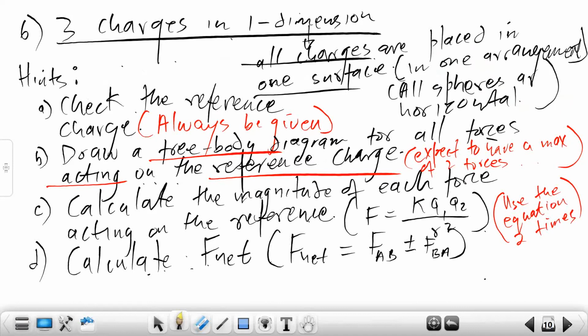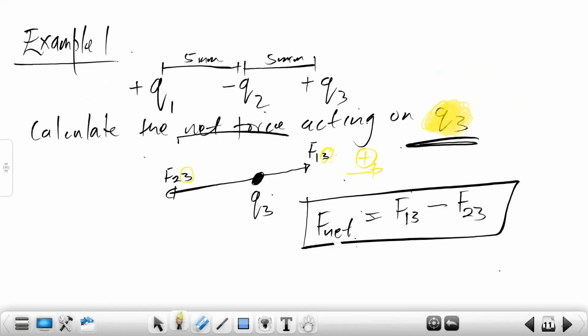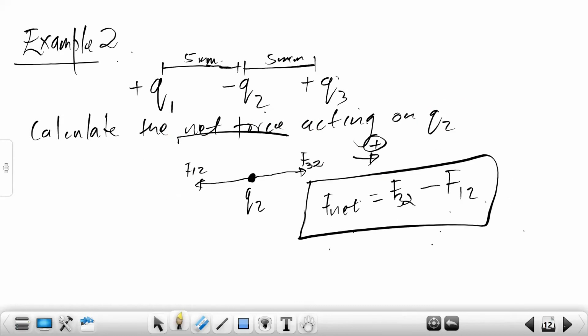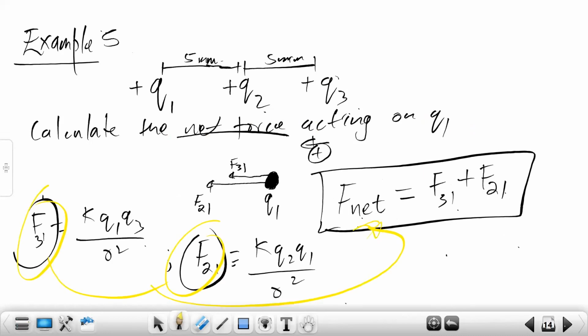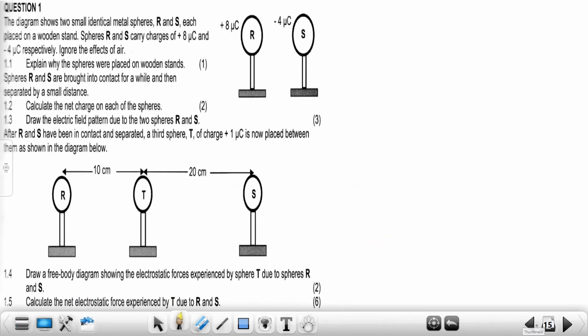That is where things will always become a little bit more complex. Hence, I'm saying normalize yourself with this, fully attach yourself to the hints and understand how we got to drawing the free body diagram. Example 1, example 2, example 3, example 4, and example 5.